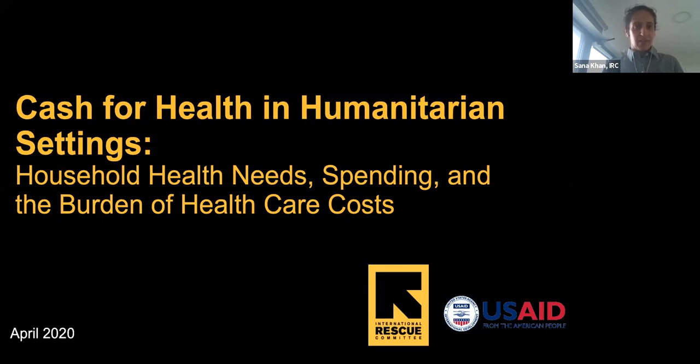So overall, we had very little understanding of how households are prioritizing health needs, whether they're seeking services. If they're seeking services, what are the expenses that they're incurring? How do they meet these expenses? And what is the role of cash assistance in all of this?